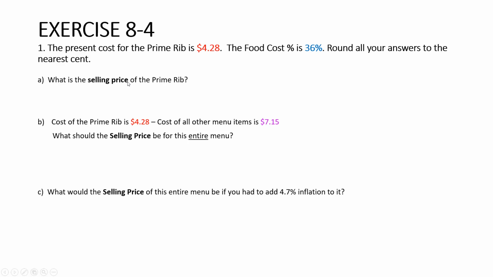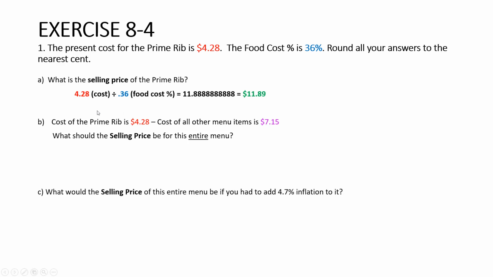Our first question, what is the selling price of the prime rib? And only the prime rib. And we know from our work, if we want the selling price, we need the food cost and the food cost percent. Well, they gave us that up here. The food cost for the prime rib is $4.28, and the food cost percent is 36%. So like we've learned on our last pyramid, we take the food cost, we divide it by the food cost percent, and when we round that off to the nearest cent, we get a selling price of $11.89.